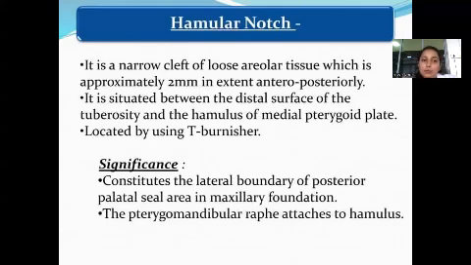Next one is the hamular notch. Your hamular notch is a narrow cleft of loose areolar tissue, approximately 2 mm, extending anteroposteriorly. It is situated between the distal end surface of the tuberosity and the hamulus of the medial pterygoid plate, located by using palpation. The clinical significance is that it constitutes the lateral boundary of the posterior palatal seal area in maxillary dentures, and the pterygomandibular raphe attaches to the hamulus.